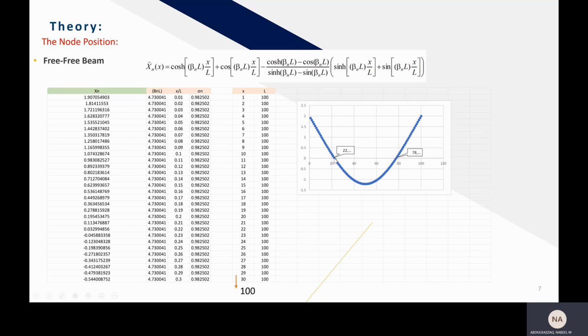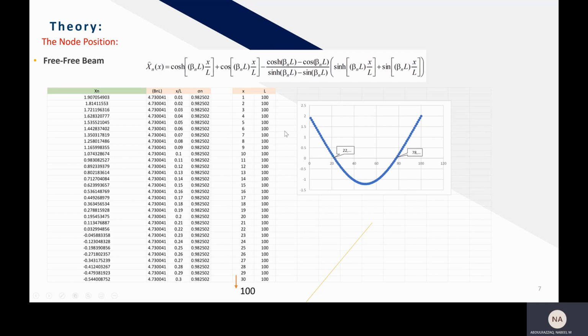The point at which the x sub n is equal to 0 is considered as the position of the node. So right here, I have 22 centimeters and 78 centimeters. So for this infinite root, we will have 2 nodes, and these 2 node positions are 22 and 78.